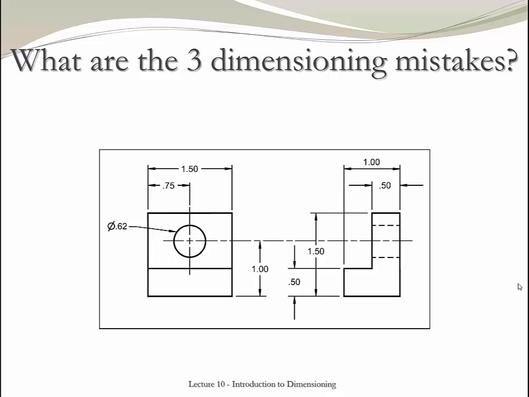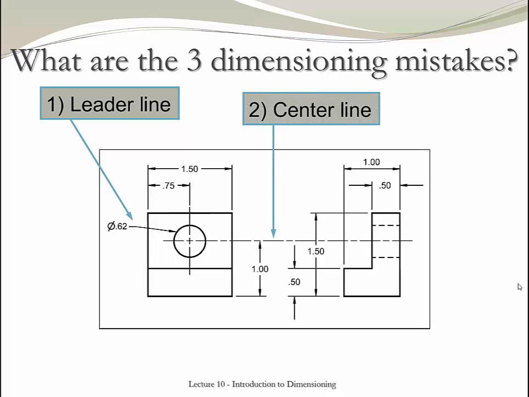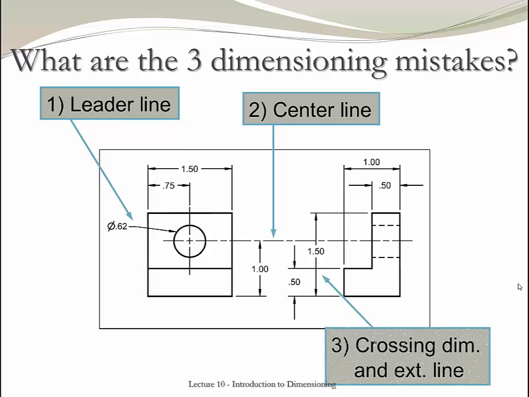What are the 3 dimensioning mistakes on this drawing? The first one that we see is that the leader, in this case, does not have an angle between 30 to 60. The second mistake that we see is that we have a center line that goes from the front view to the right view. And the third mistake that we see is that we have dimensions crossing extension lines.